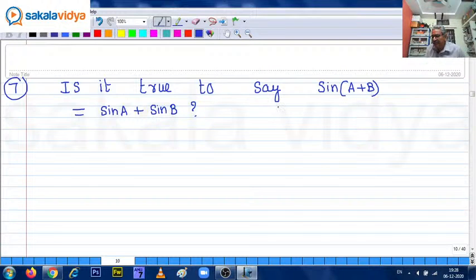If the left hand side is equal to the right hand side, then we say the statement is true. Otherwise, the statement will be false. So this problem should be done using a counter example. This is one of the methods of proof. Okay, now let us solve it.